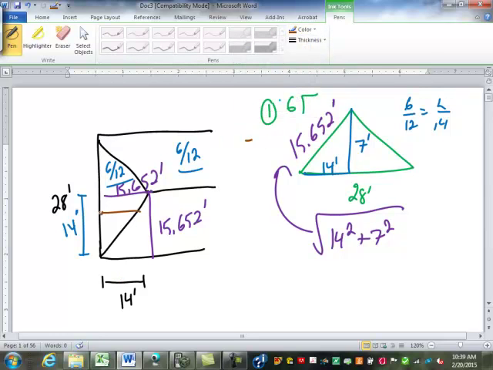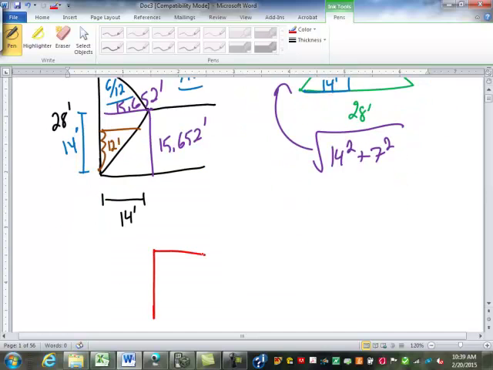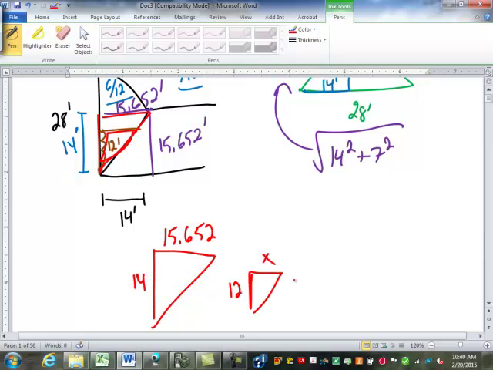Next, we want to find the next longest jack. We know that this distance here would be 12 feet if we're 2 foot on center. And we have our triangles. We have this one, which is the big triangle. This is 15.652, and this is 14. Then we have the smaller triangle, so this is 12, and we will call that x. So our proportion, 14 goes to 12, as 15.652 goes to x.